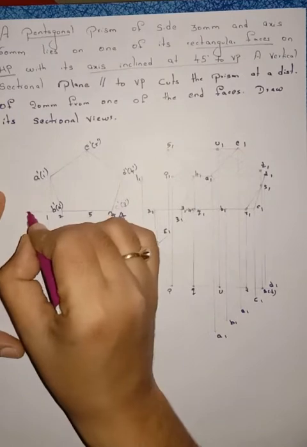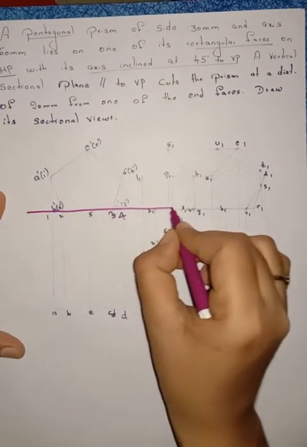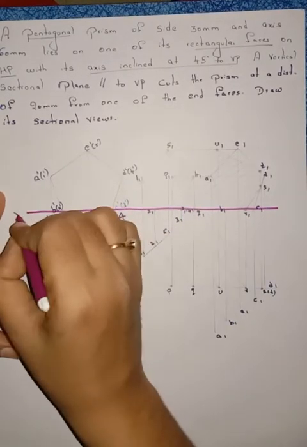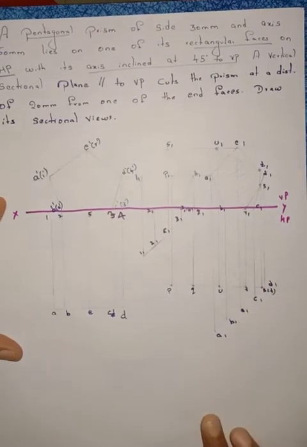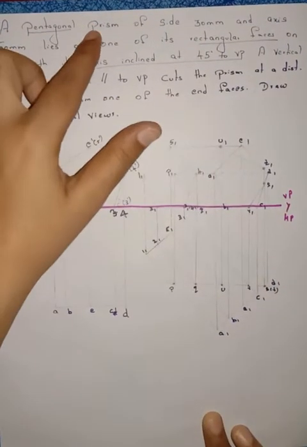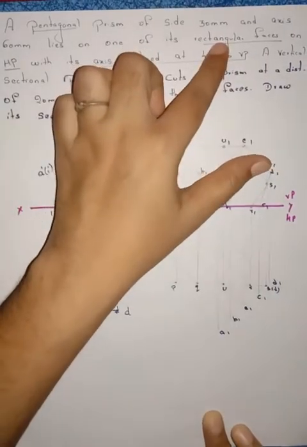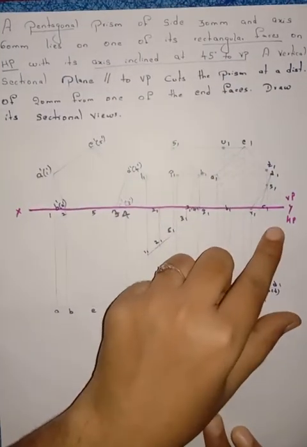Right? Draw the reference line of any length, name it as XY, VP, HP. So, pentagonal prism. The prism is bounded by rectangular faces. Rectangular faces are in HP.